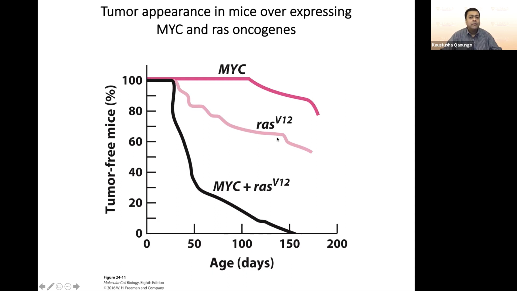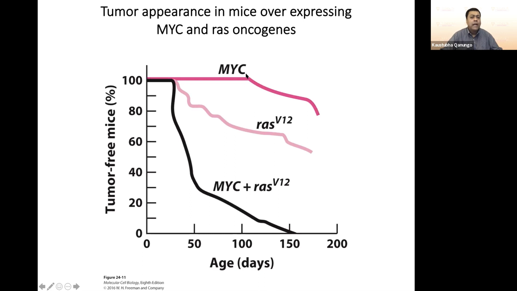On the other hand, if you see the RAS right here, this V12 mutation is a way more aggressive mutation in terms of cancer causing. You can see that right here, probably 40 days the mice were tumor-free, and then you can see that the development of cancer happens rapidly after that.